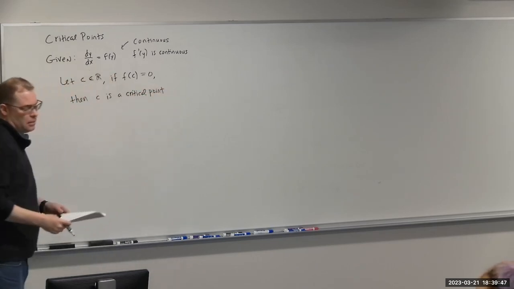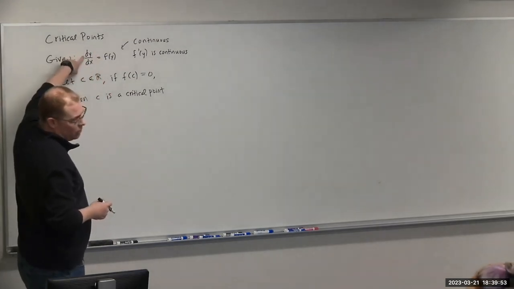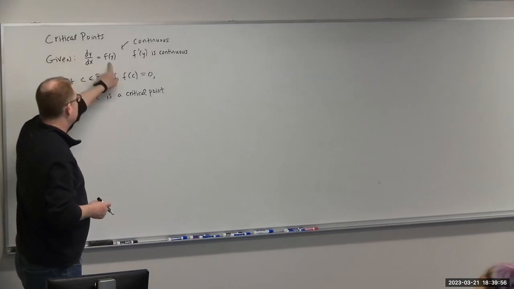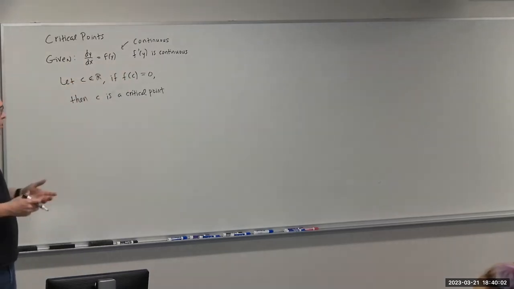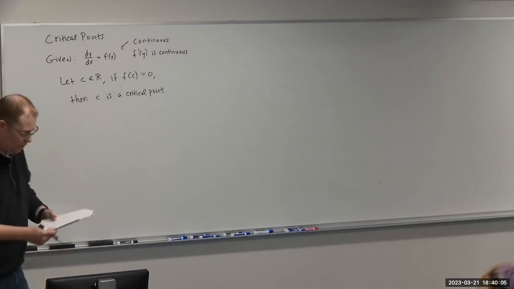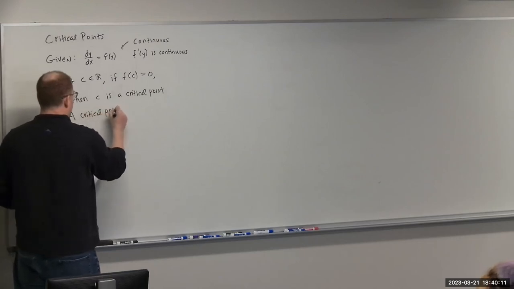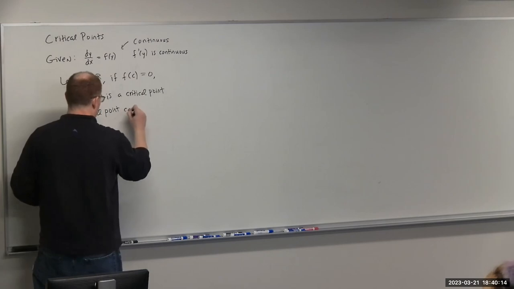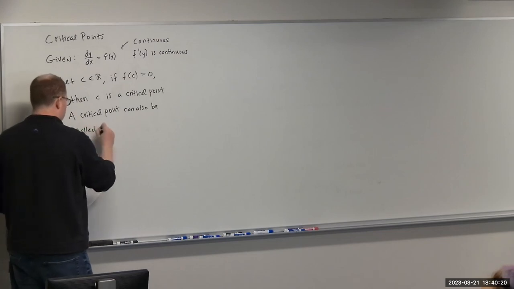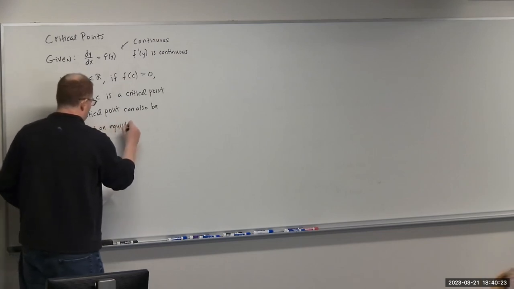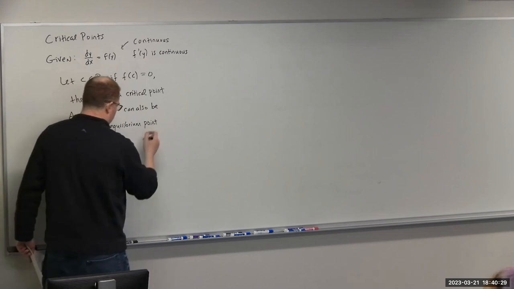This is very similar to the definition that you first learned in calc one. We set this because this is already the derivative, so you're setting this equal to zero. Whatever value makes this zero is going to be your critical point. Sometimes we call these equilibrium points, or sometimes we say stationary.